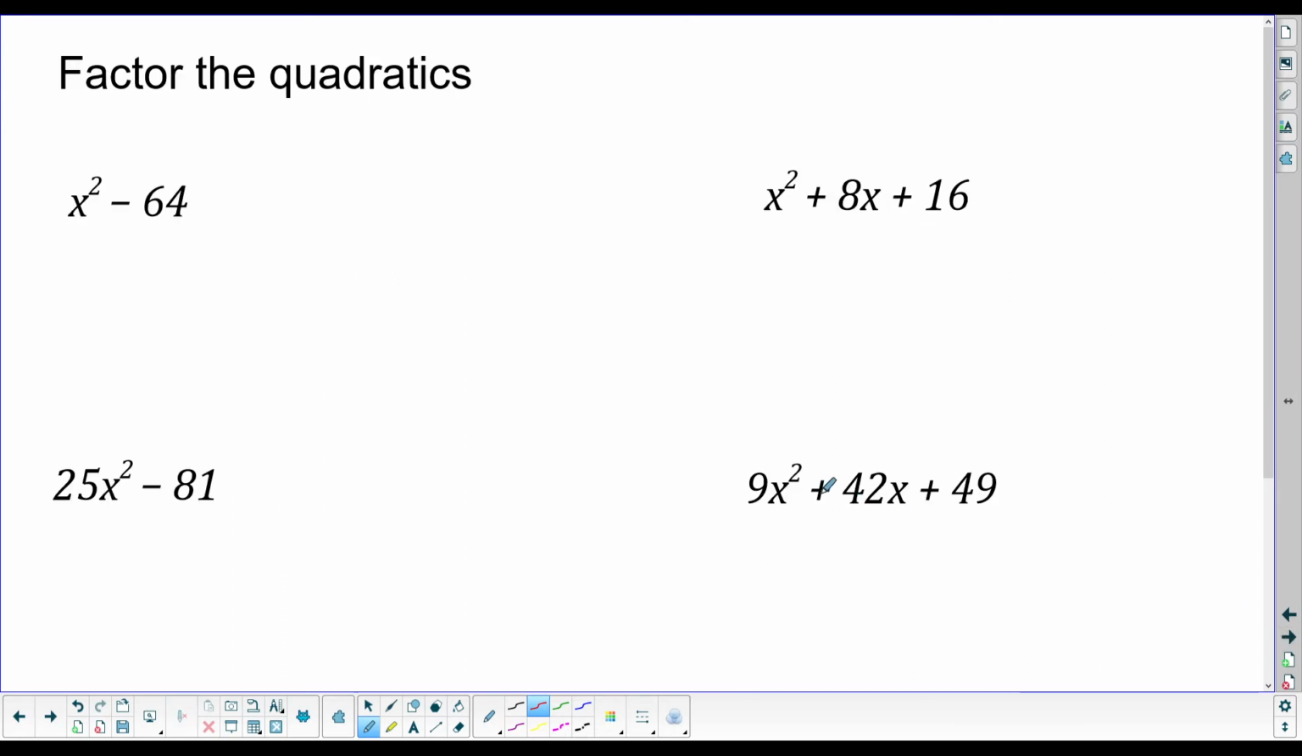Let's look at some examples here. So we're asked to factor these quadratics. So here I've got a perfect square. Here I've got a perfect square. There's no middle term. It's a difference. This is a difference of squares. And so I know that this is going to be x minus 8 and x plus 8.